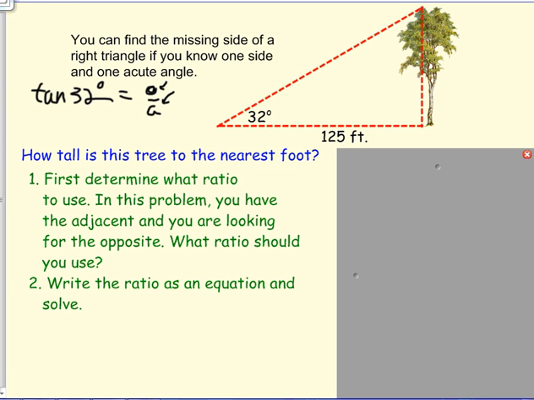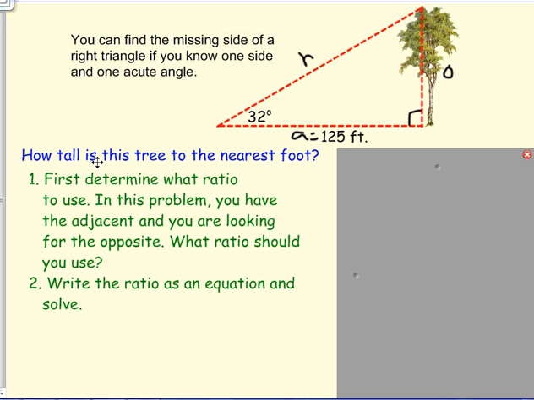So let's read through this question. It says, you can find the missing side of a triangle if you know one side and one acute angle. So we know one side, the side is 125 feet, and we know one angle, 32 degrees. And this triangle is creating a 90-degree angle. So right away we should say, this is my hypotenuse. Of the 32, this is my opposite, and this is my adjacent.